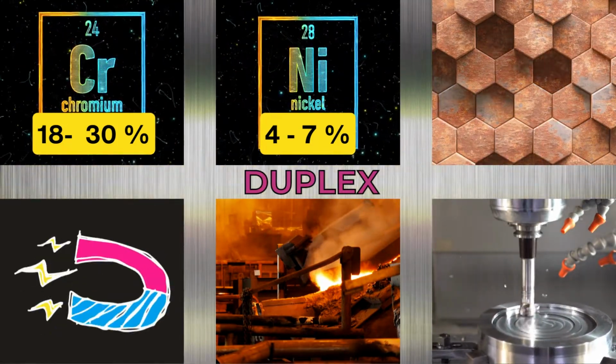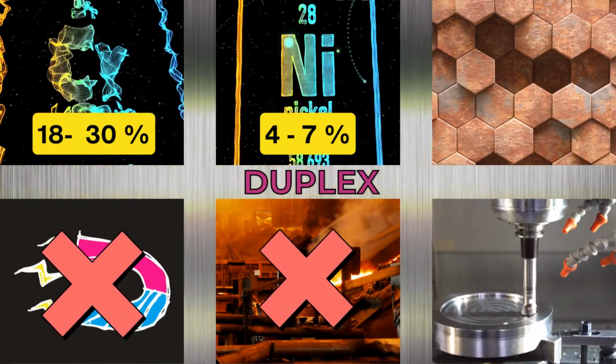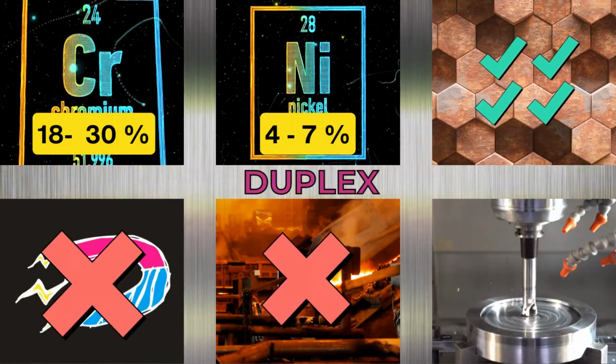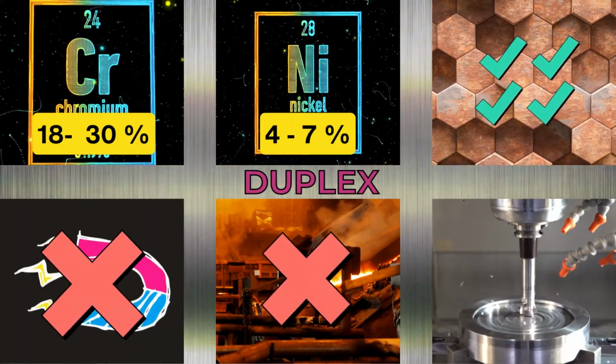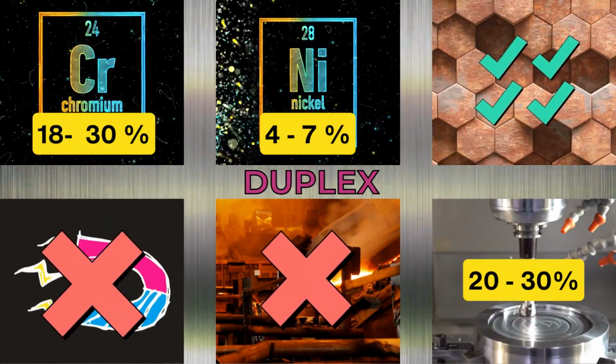Duplex alloys are non-magnetic and cannot be heat-treated. They provide higher corrosion resistance and tensile strength relative to austenitic alloys. This comes with the price of very poor machinability, between 20 to 30%.